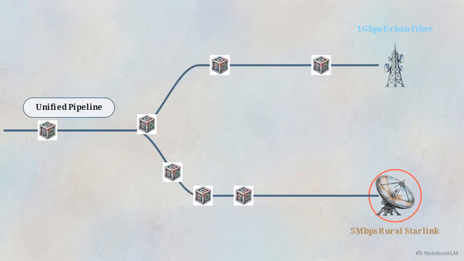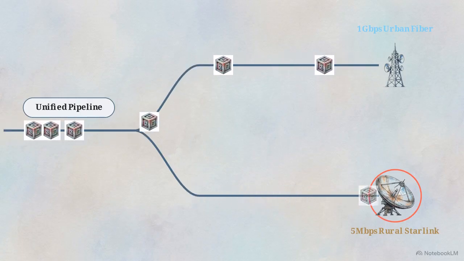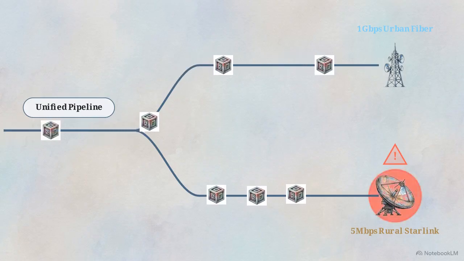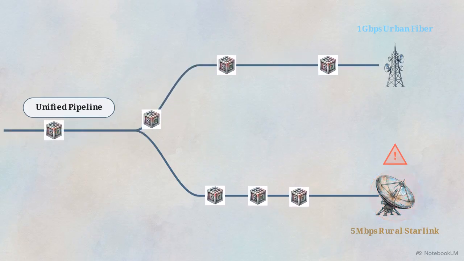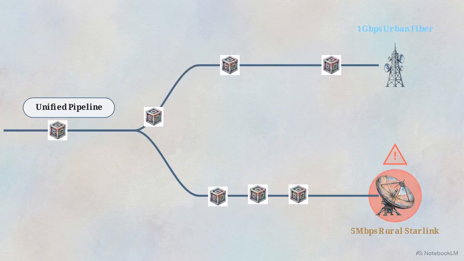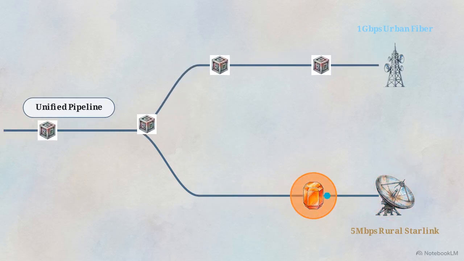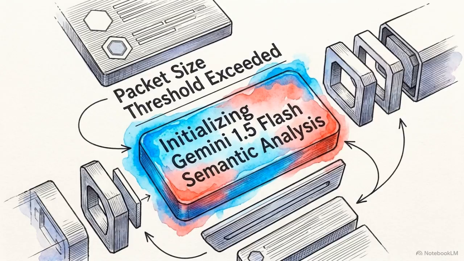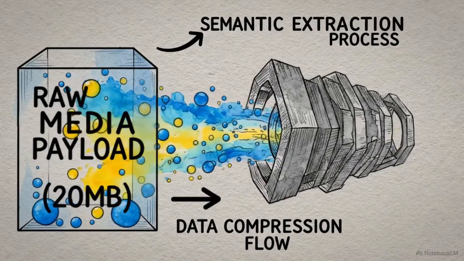Data flows smoothly to the urban fiber node, but the high latency Starlink boundary triggers an immediate alert. Our pipeline detects these critical latency spikes, instantly halting the flow of heavy packets. When the threshold is breached, the system deploys an instance of Gemini 1.5 Flash, spinning it up as dynamic middleware exactly where the blockage occurs. The large language model intercepts the heavy, media-rich educational payload before it tries to cross the satellite connection. It performs active semantic compression.